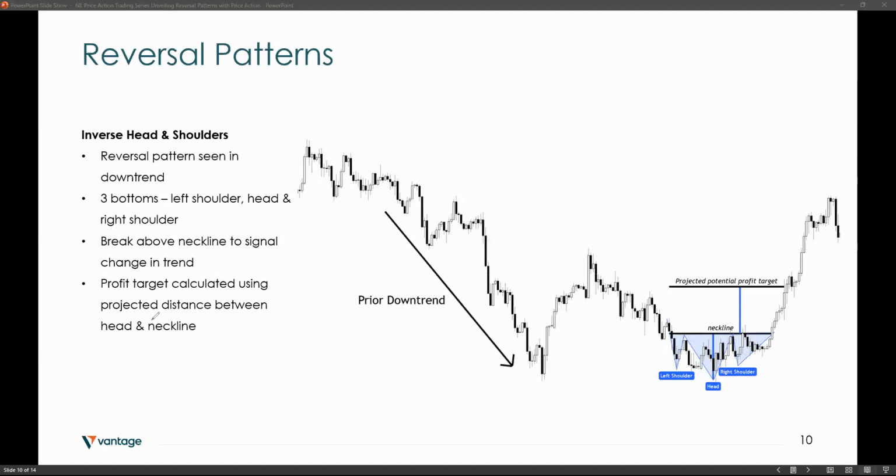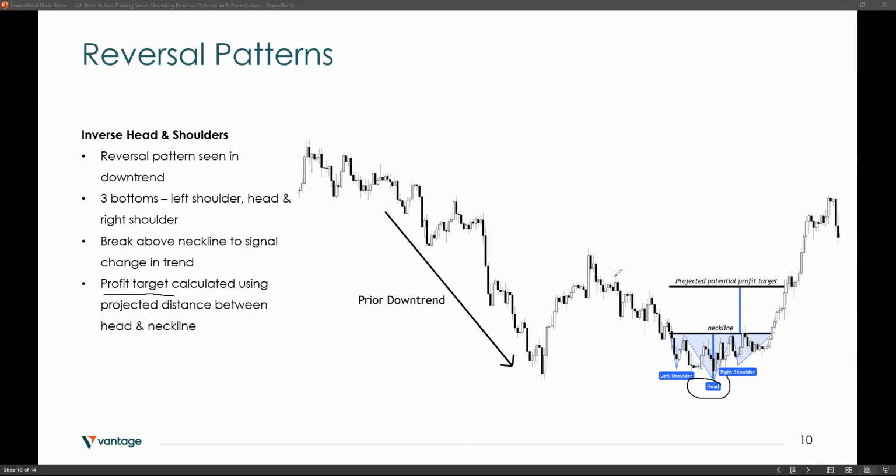Now let's talk about the profit target. This profit target is calculated by projecting the distance from the head to the neckline. The distance that we have, assuming 50 pips again, then we're projecting another 50 pips following the break of the neckline. So this is a potential profit target. In this example, you can see that price went way beyond it.